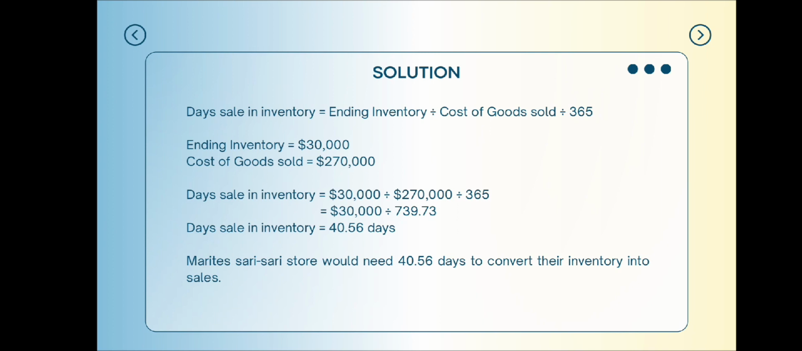Before distributing the cost of goods sold to the ending inventory, we must distribute cost of goods sold to 365. So 270,000 divided by 365 is equal to 739.73, in which resulted to days in sale in inventory of 4.56 days. Marites Sari-Sari store would need 4.56 days to convert their inventory into sales.